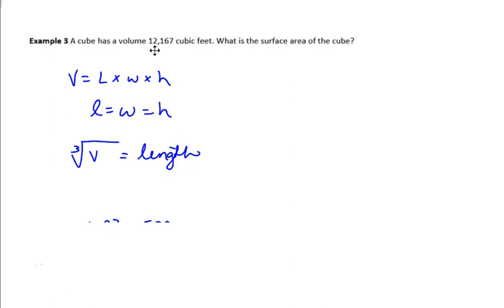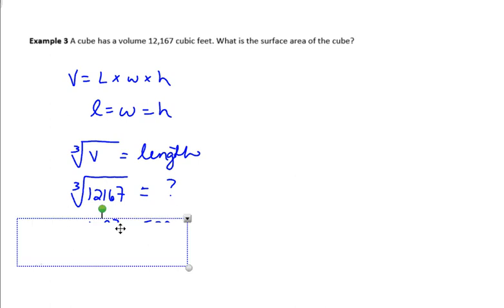Our volume, we're told, is equal to 12,167. So in other words, the cubed root of 12,167 is equal to what? Again, we can put it in your calculator, but we're not working with our calculators just to simply solve this. We want to do a little bit of math there.